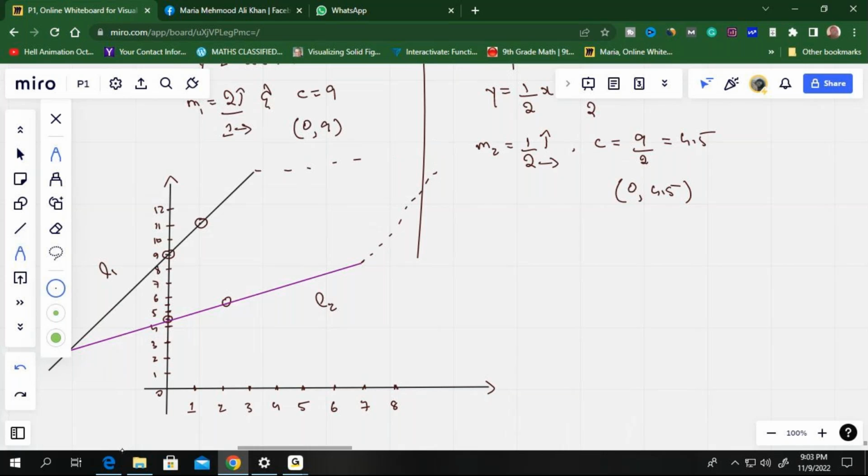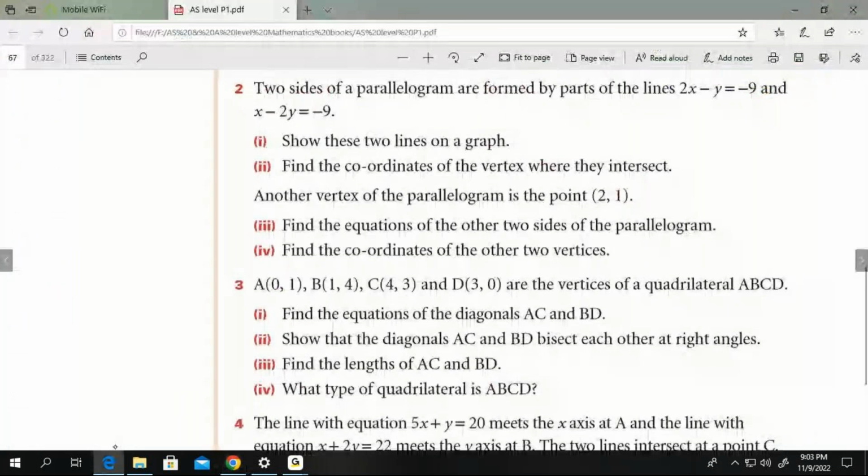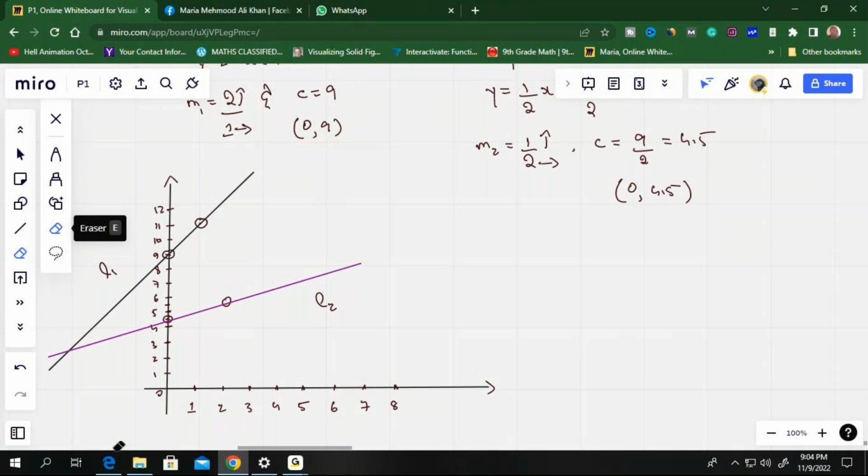So now you see what next thing they are asking me to do. They are going to ask me in the next part to find the coordinates of the vertex where they intersect. So just simultaneously solve these 2 lines and get the point of intersection, which is this. So you need to find out the coordinates of this point. I call it point A.